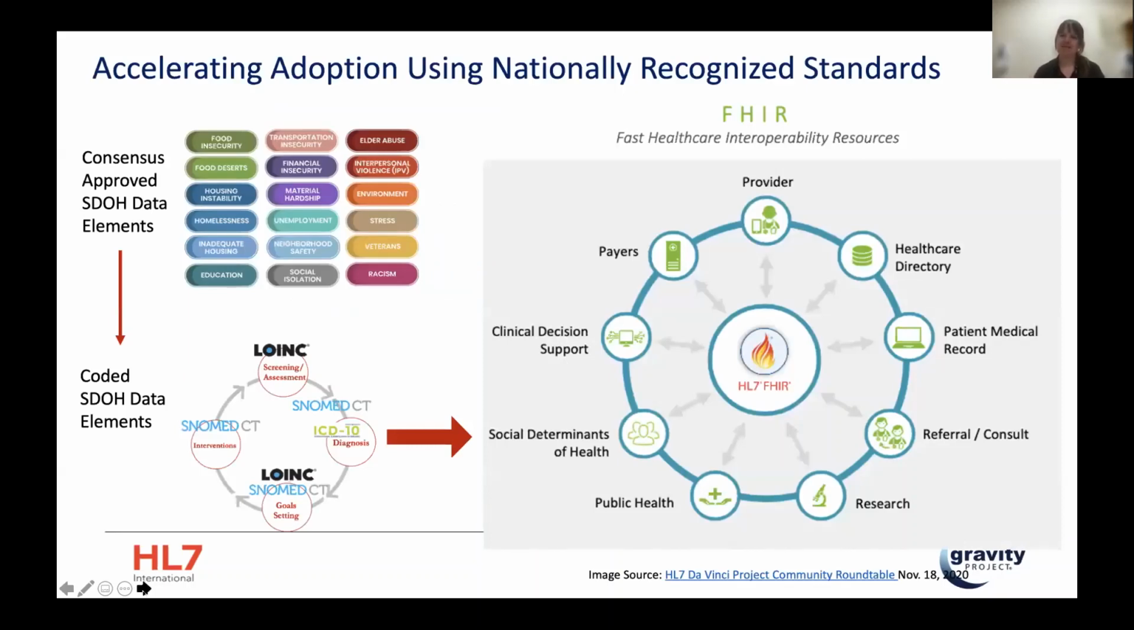So FHIR, Fast Healthcare Interoperability Resources, is an interoperability standards organization that works to address concerns of providers, health directories, public health research, social determinants of health, that's us, clinical decision support and payers. So you can imagine what happens is as we identify all of our data sets for each of those domains, and we build them into code, and we create these value sets that we are able to reference within our Value Set Authority Center.